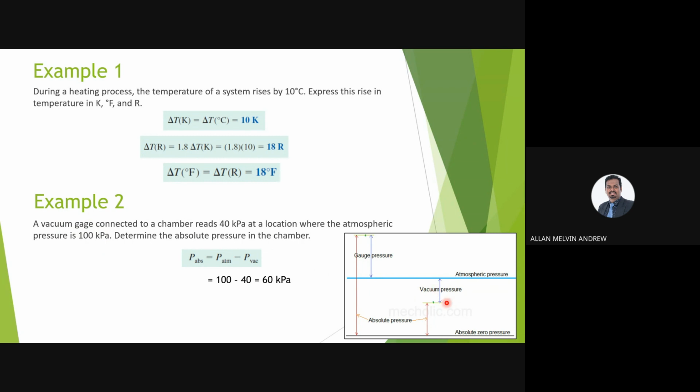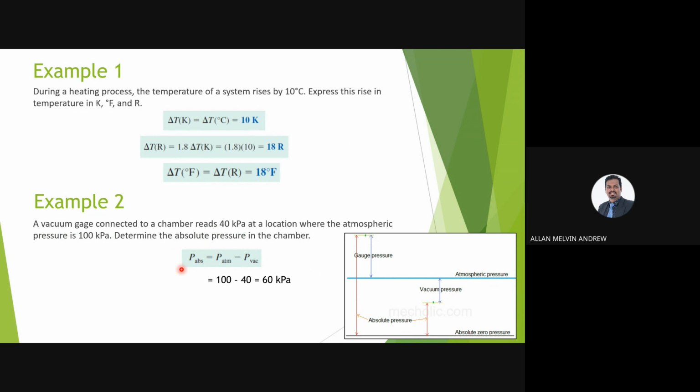So meaning we know it is measuring a vacuum pressure. So we know that you need to minus. For the absolute value, you need to minus the vacuum pressure from the atmospheric pressure. The question already gave you a few keywords: vacuum gauge, so we know it's a vacuum pressure, and the vacuum gauge measures 40 kilopascal. Atmospheric pressure we know is 100 kilopascal. You need to find the absolute pressure in the chamber.